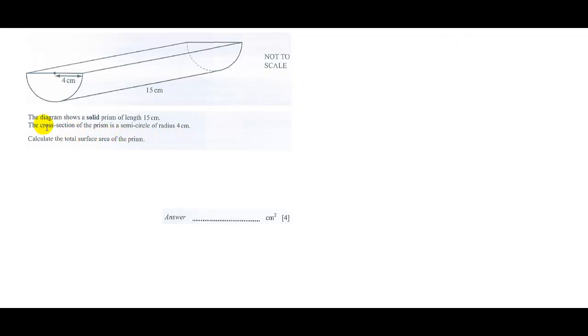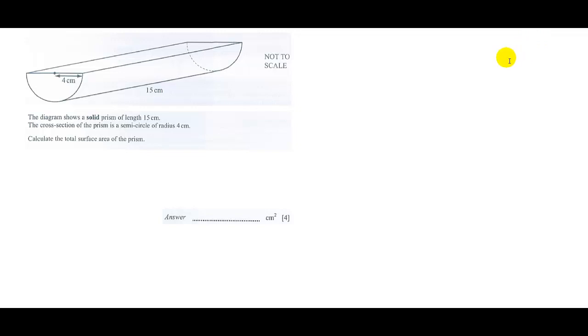This question is on prism. The diagram shows a solid prism of length 15 centimeter. The cross section of the prism is a semicircle of radius 4. Calculate the total surface area of the prism.